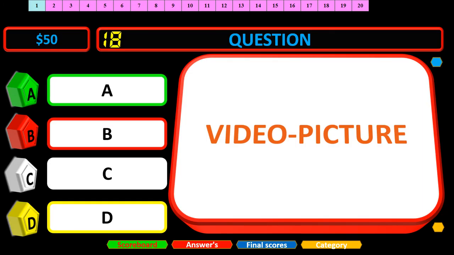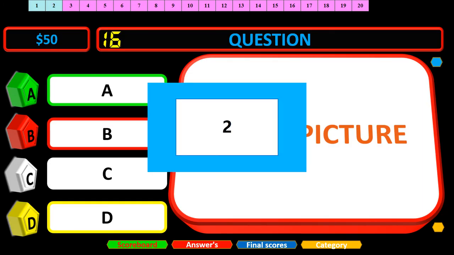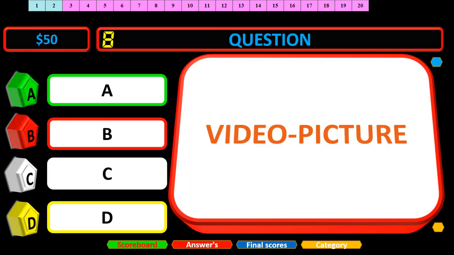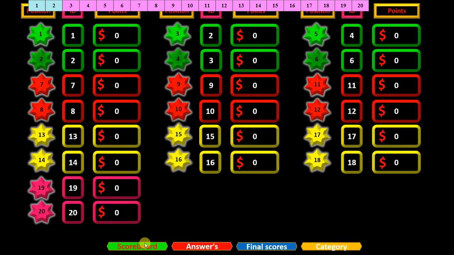Incorrect. Next player buzzes in. We'll go for D. Incorrect also. If all the players get them incorrect, you can just press stop on the host remote. Press downwards on the host remote to reveal the answer. Let's go to the scoreboard.